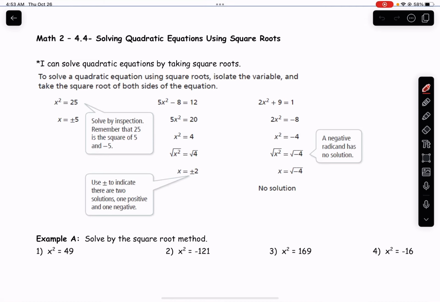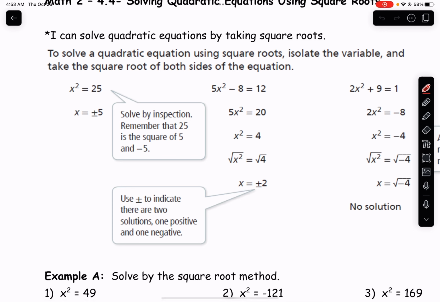Hello, so today we are going to go over how to solve quadratic equations using square roots. So to solve a quadratic equation using square roots, isolate the variable.